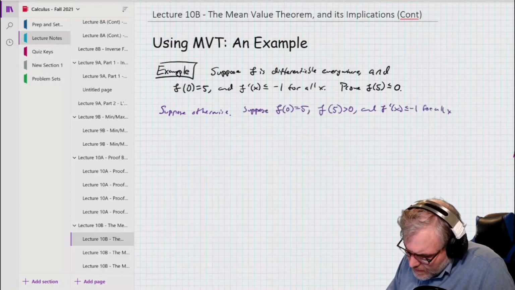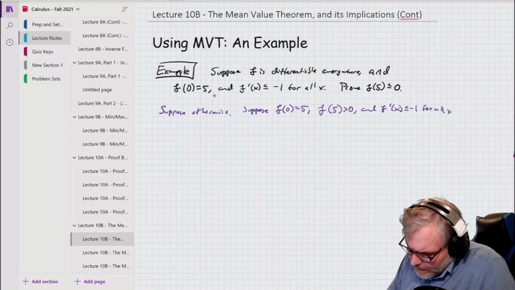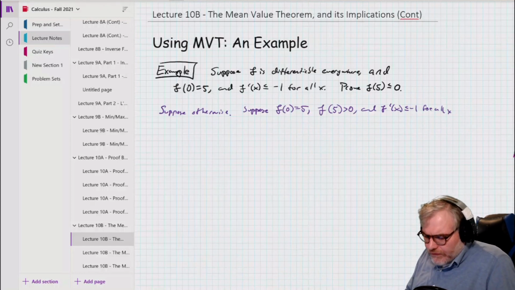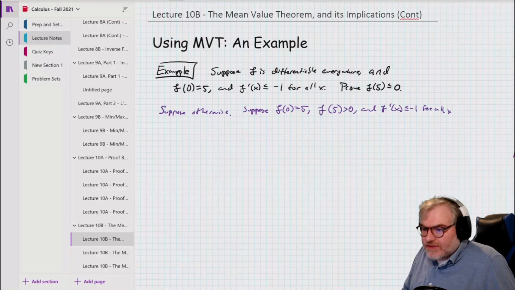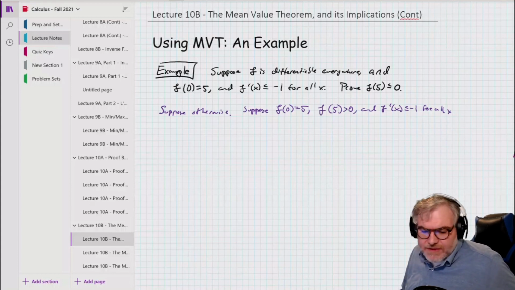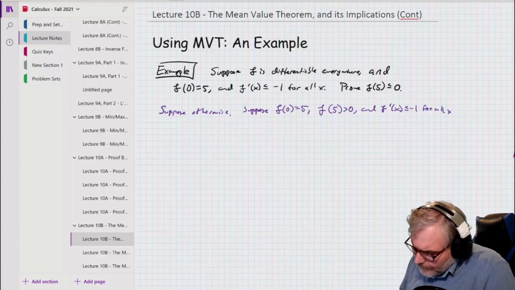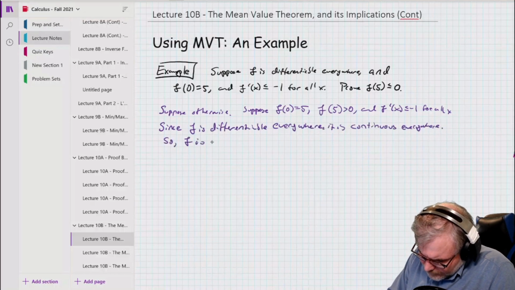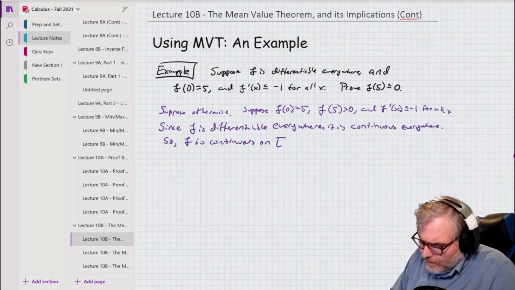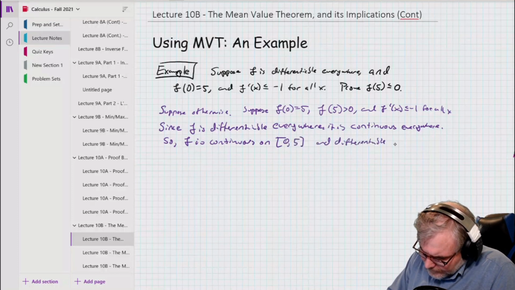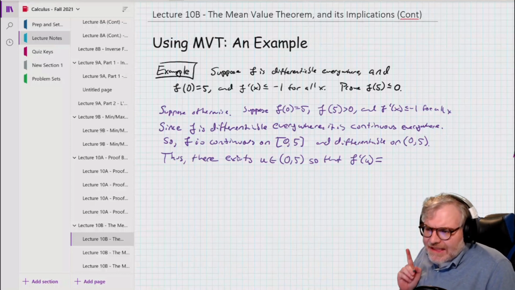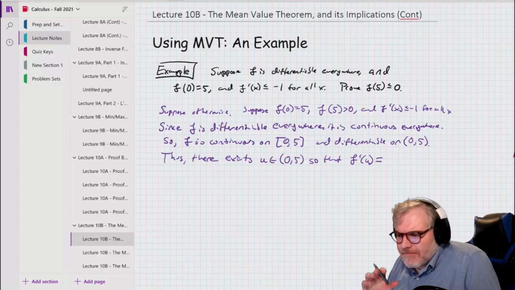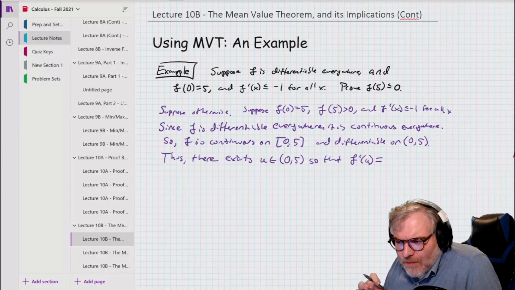right, so I supposed my two preconditions here, and I also supposed that my conclusion was false. So f of 5 being not less than or equal to 0 means that f of 5 is greater than 0. I need an a and b. Well, 0 is the smaller one, 5 is the bigger one. Now, I've got an issue here. I'm going to have an inequality. I've said that f of 5 is greater than 0.